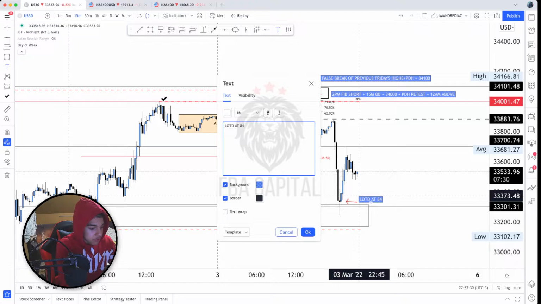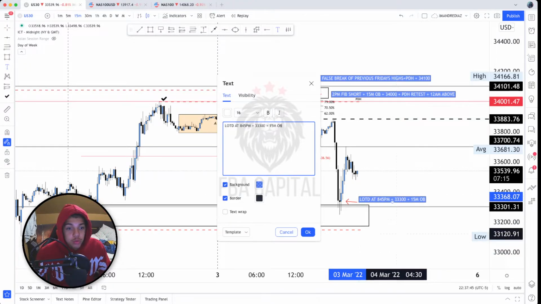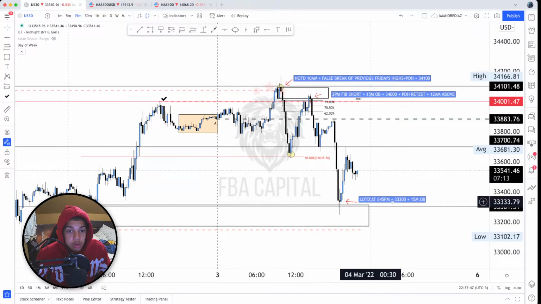Low of the day at 8:45 p.m. Oh my god, I can't spell. 8:45 p.m. Plus we had that 33,300 level along with that 15-minute bullish order block. And this is where price ended up creating that low of the day.